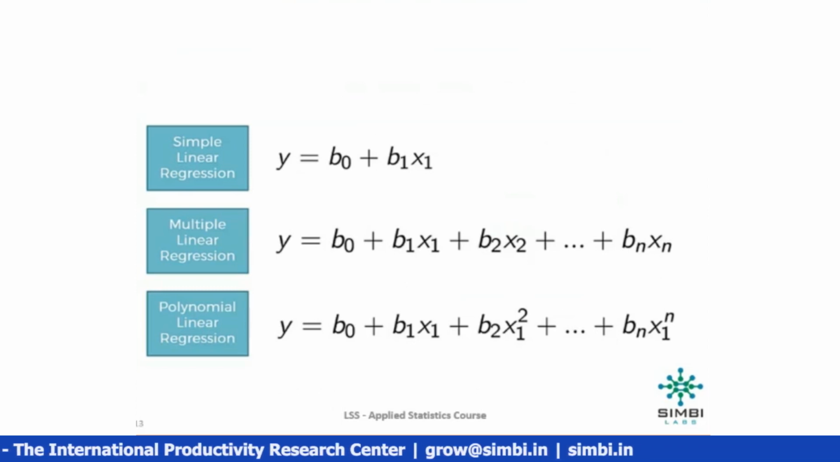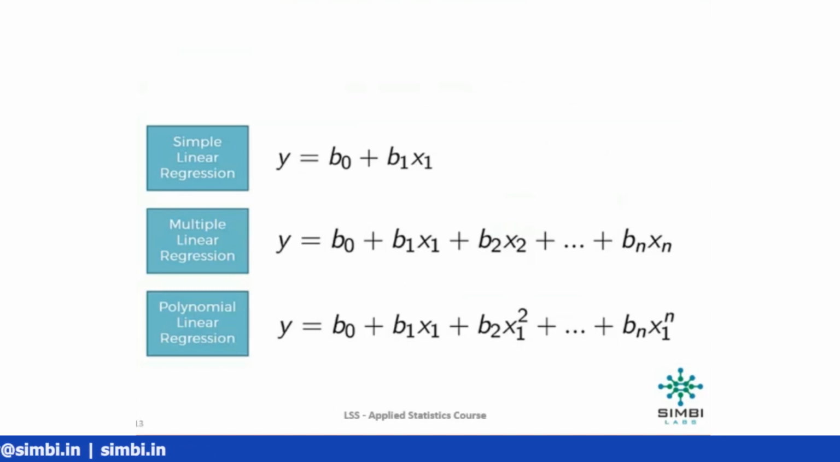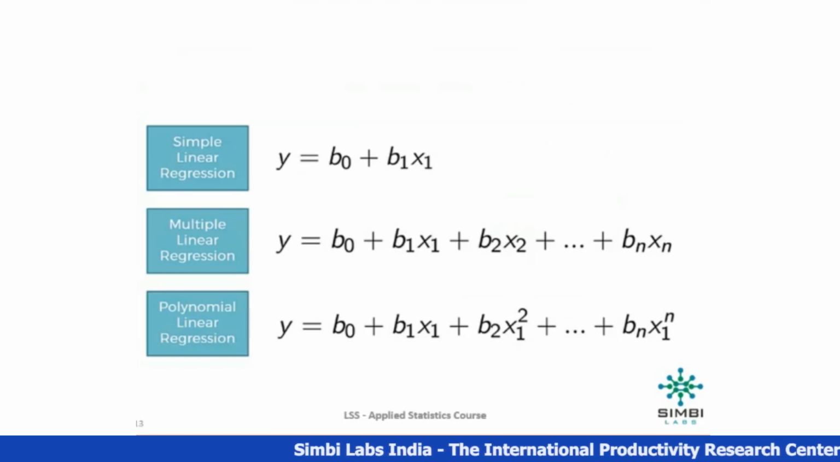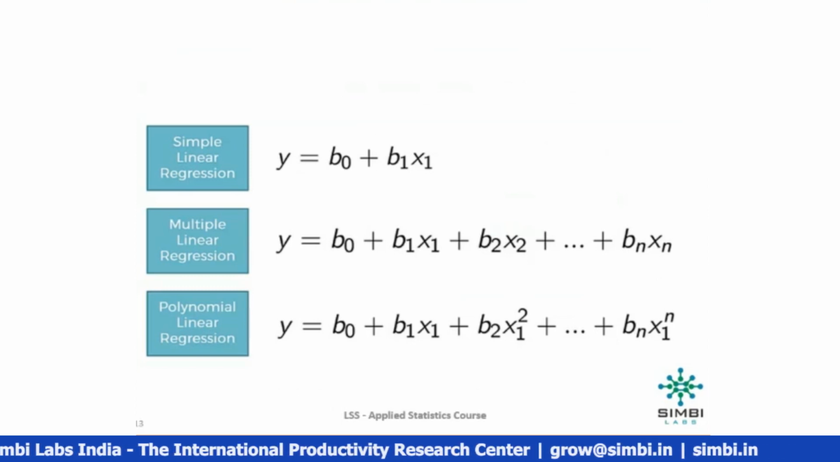The choice of the polynomial degree is very important. A higher degree allows the model to fit the data more closely but can lead to overfitting, so the model captures noise in the data rather than the underlying pattern. A lower degree may oversimplify the relationship.